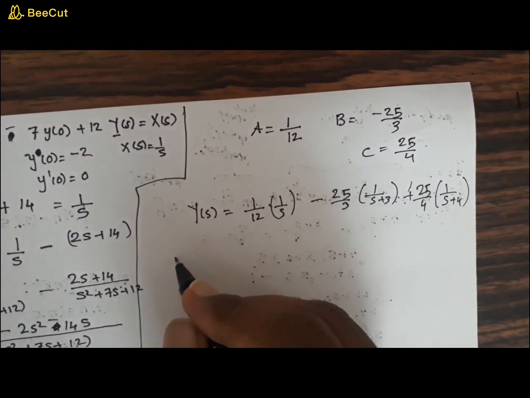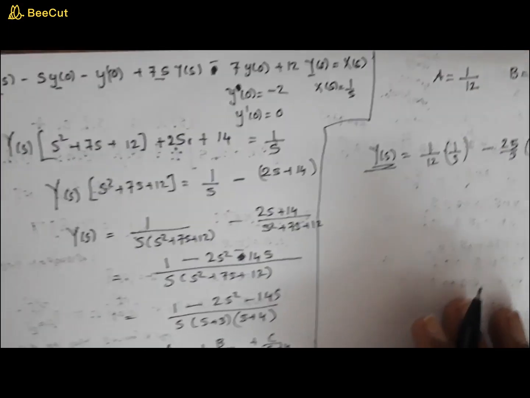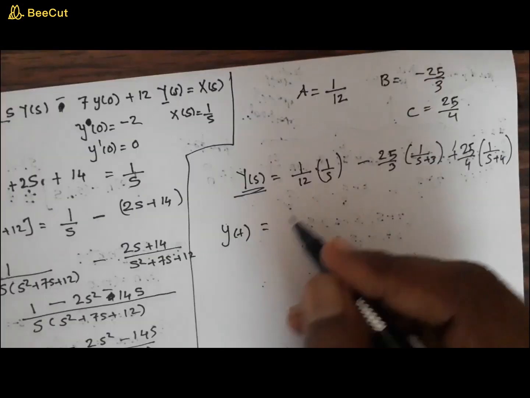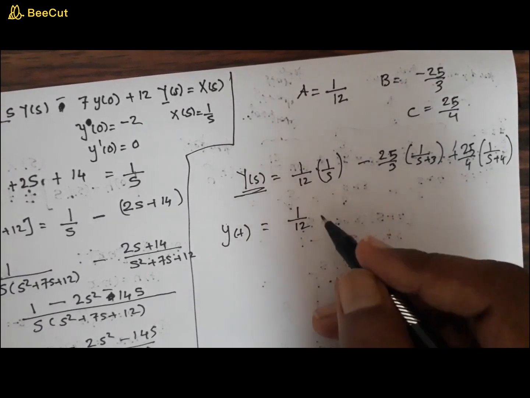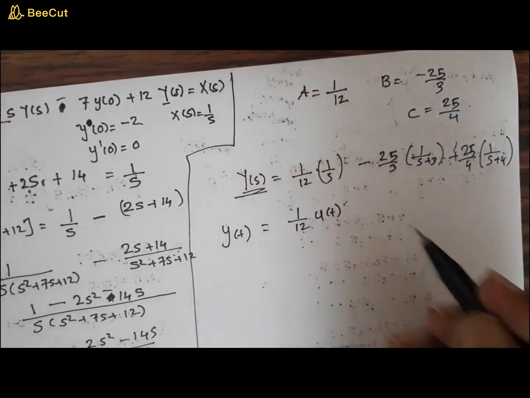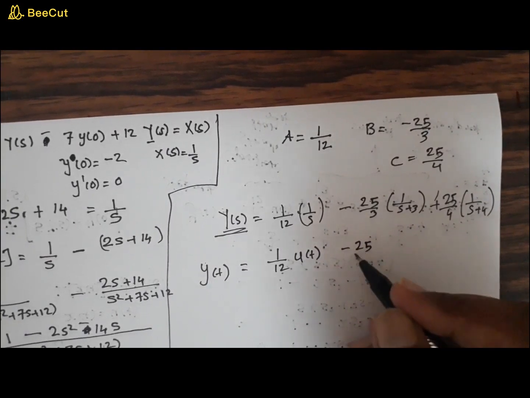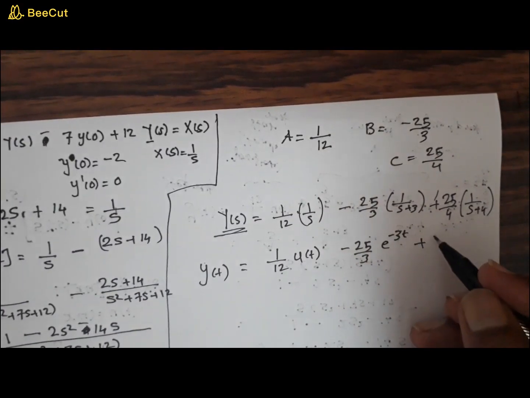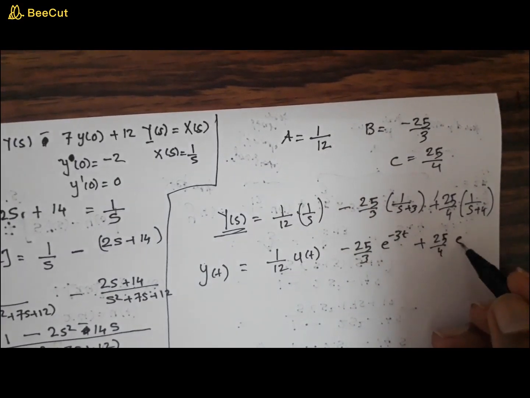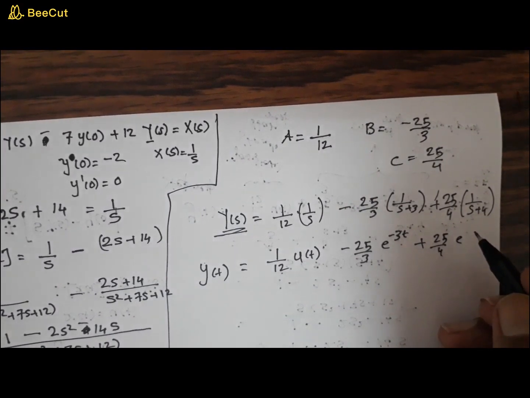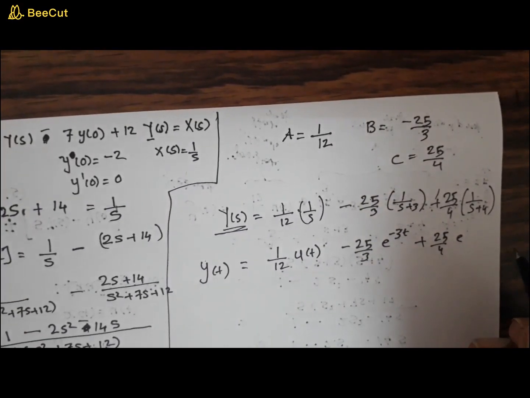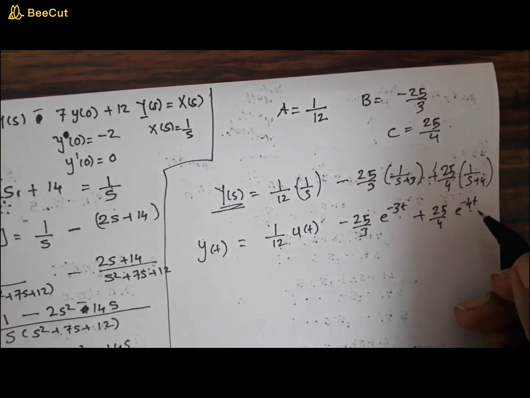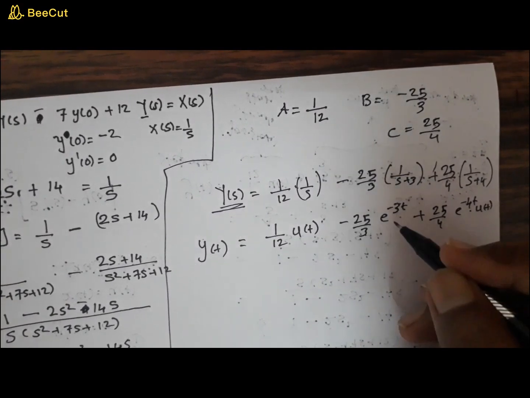Now from this you can find out what's the meaning of analysis. Analysis always refers to finding out y of t, right? Now what is y of t? Y of t is just taking 1 by s as the Laplace transform of u of t, minus 25 by 3 into e raised to minus 3t, plus 25 by 4 into e raised to minus 4t, into u of t. You can write this as into u of t, no problem.